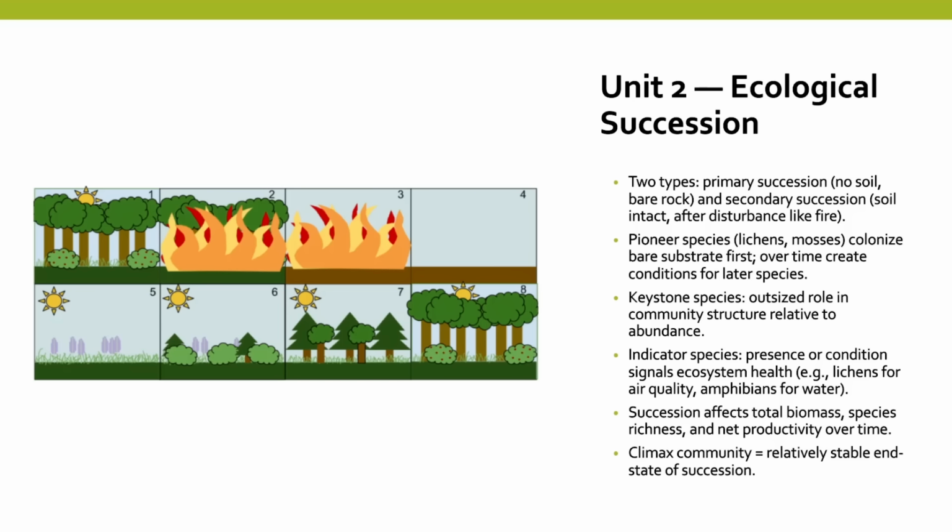And there are 2 key FRQ terms. Number 1 being keystone species, which have an outsized impact on community structure. And indicator species, their presence signals ecosystem health. Biomass, species richness, and net productivity all rise through succession.